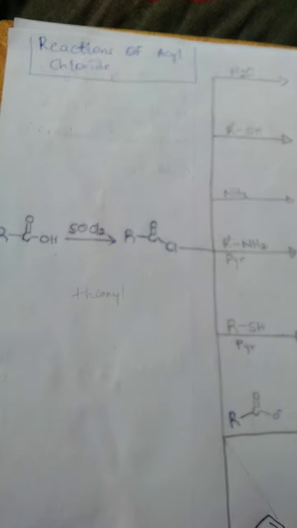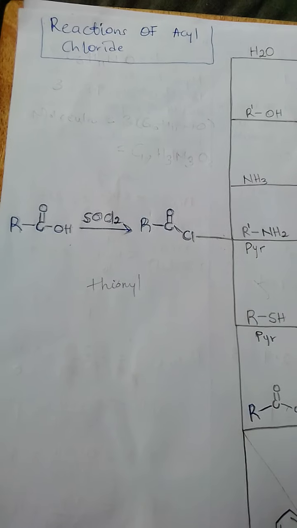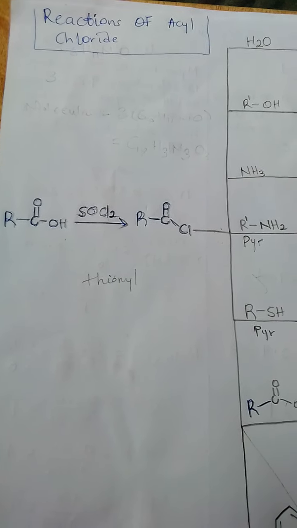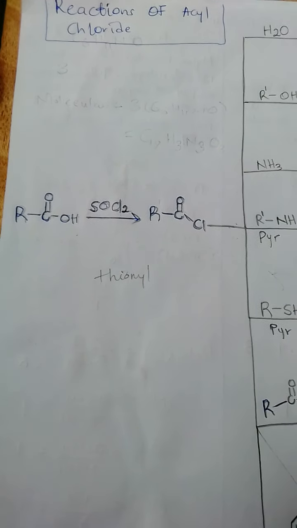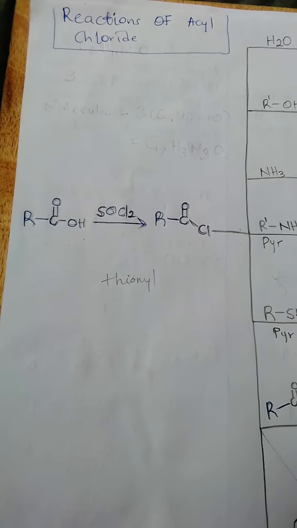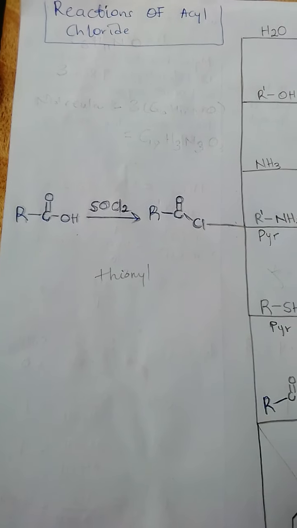In previous videos, we looked at how carboxylic acid derivatives are synthesized in the laboratory, the various reagents that are added to carboxylic acids to produce the individual derivatives. Today, our focus is going to be on the various reactions that acyl chlorides undergo.